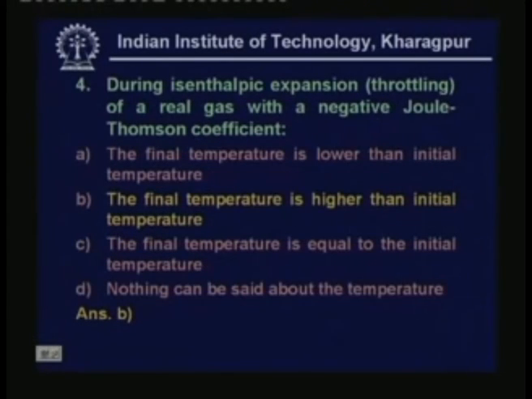And the fourth question was, during isenthalpic expansion of a real gas with a negative Joule-Thomson coefficient, what happens to the final temperature of the gas? The answer is the final temperature is higher than the initial temperature. So, when you have a negative Joule-Thomson coefficient for a real gas, the exit temperature will always be greater than the inlet temperature.